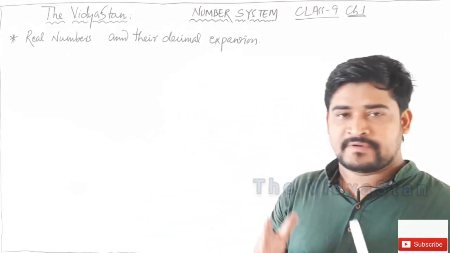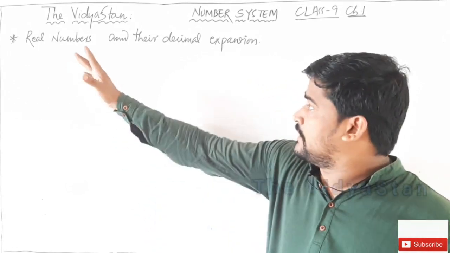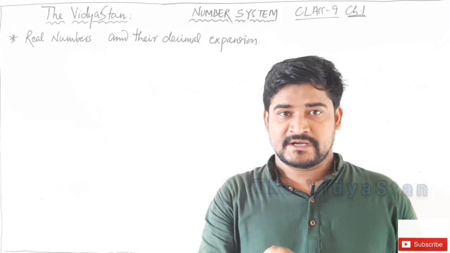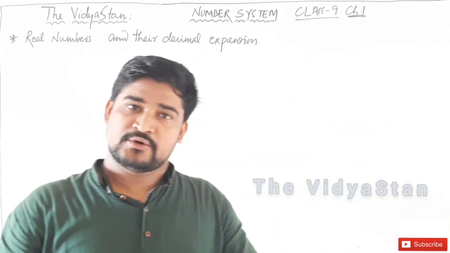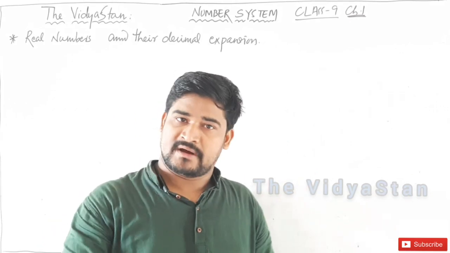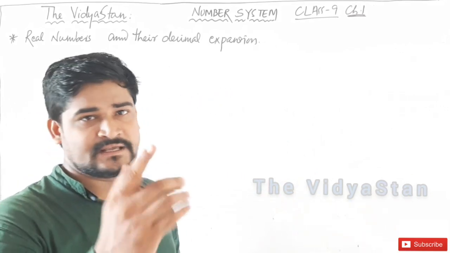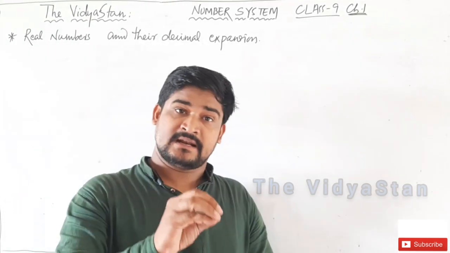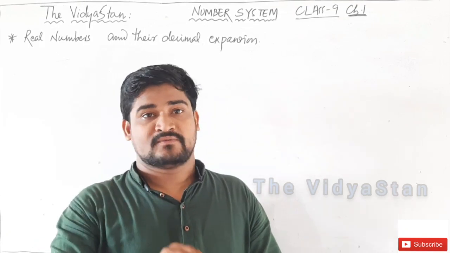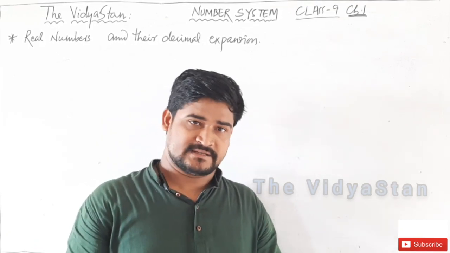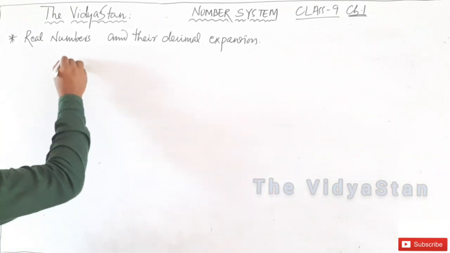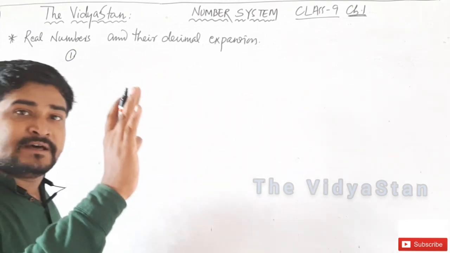Now students, we will read the concept of real numbers and their decimal expansion. See students, as we know from the introduction part, real numbers are of two types. One is rational and another is irrational. On the basis of their decimal expansion, real numbers are divided into two types. So we will study them one by one. From category 1, we will study rational numbers.